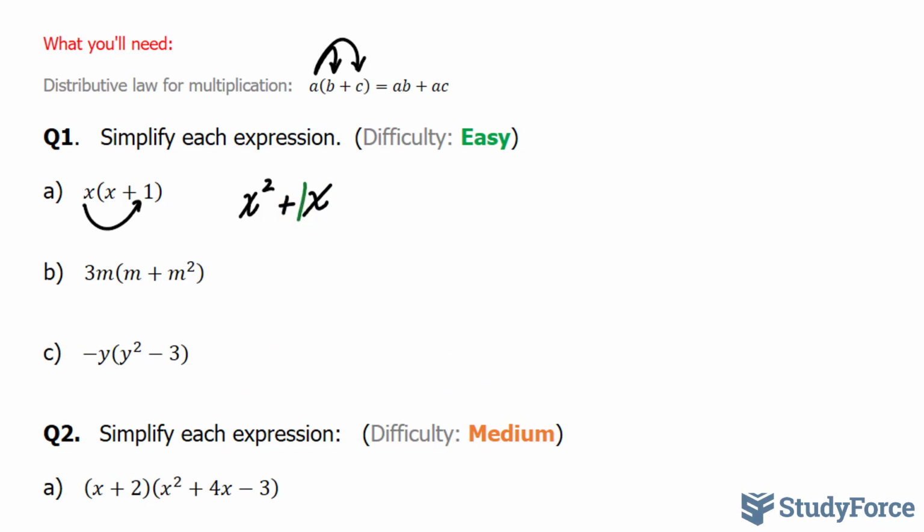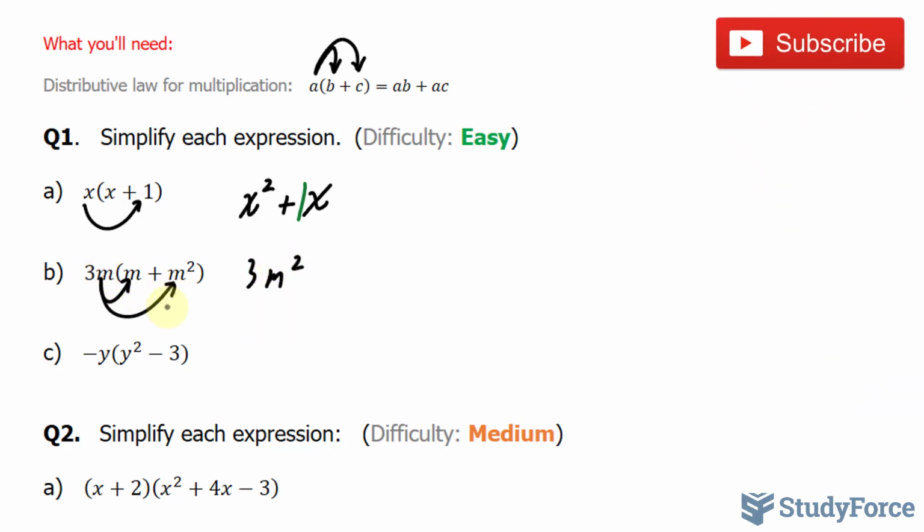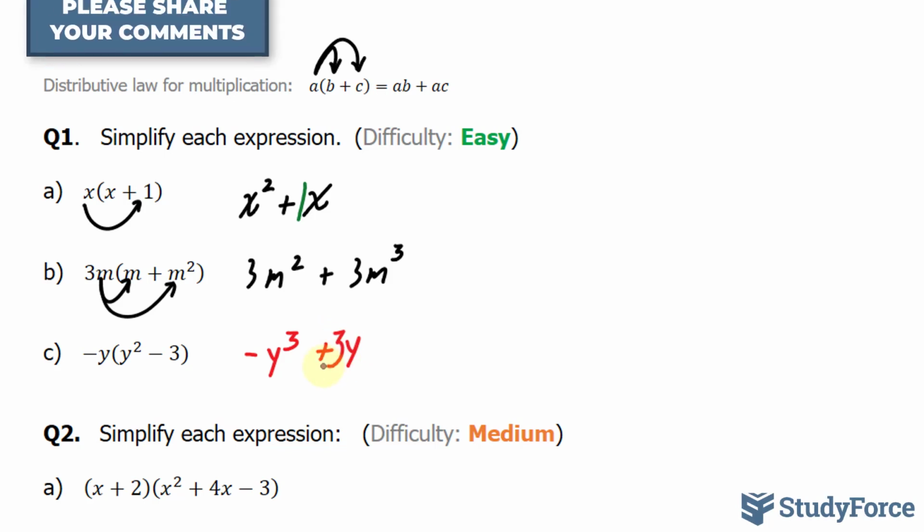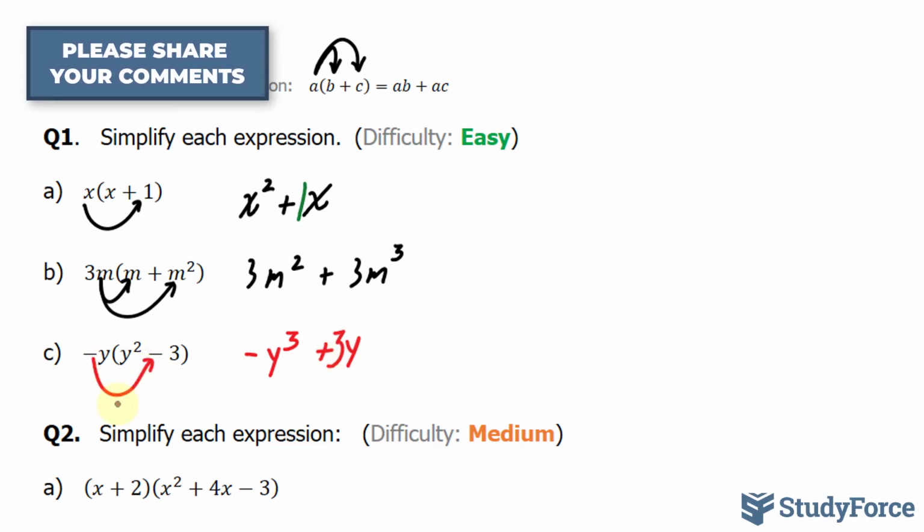In question B, we have 3m times this binomial, m plus m squared. 3m times m is 3m squared. 3m times m squared is 3m to the power of 3. Finally, we have the monomial negative y times this binomial. Negative y times y to the power of 2 is negative y to the power of 3. And negative y times negative 3 is positive 3y. Because two negatives make a positive.